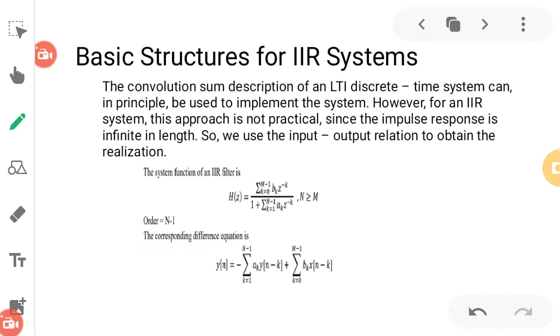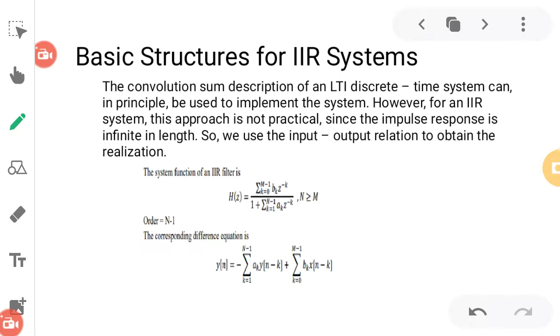And here the FIR filter is a non-recursive type. That means the present output sample depends upon the present input and the previous input samples. Whereas the IIR filter is a recursive type. Here the present output depends on the present input, past input, and the output samples also. Now we are discussing how we are realizing an IIR filter.